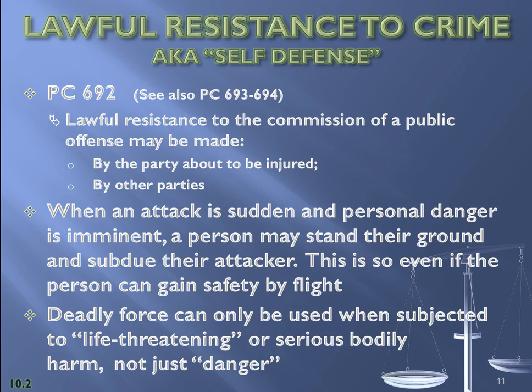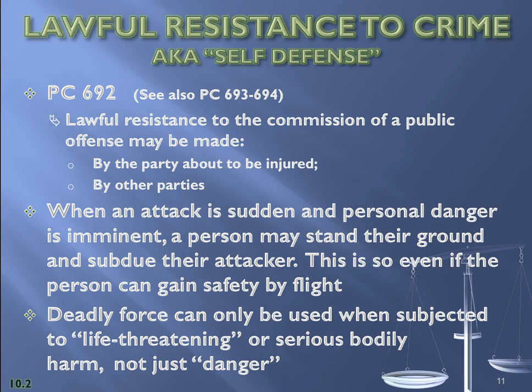You have, or can, by code and by law, if there's an attack that is very sudden and there is personal danger and that is imminent, stand your ground and subdue the attacker. Okay, but along with that, you have to understand you're going to be judged based on how you subdue your attacker on a level of what they call reasonableness, and I'll get to that in a second.